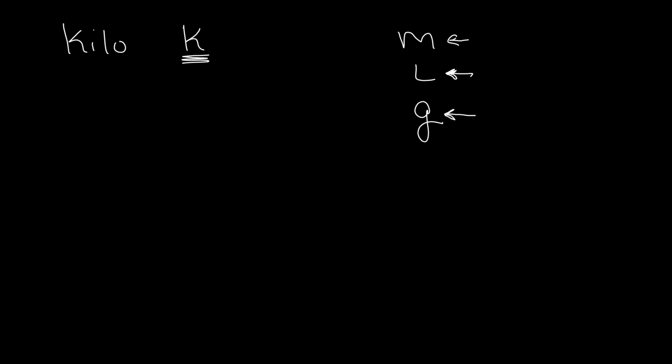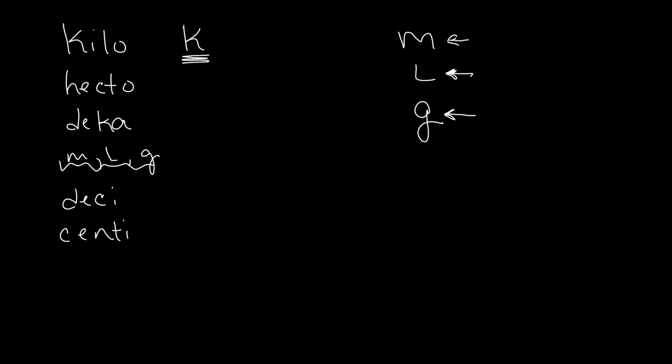And so what we do is we take these prefixes, which is kilo, hecto, deca, and then the unit, which would be right here, which would be meter, liter, or gram. And then we have deci, and then we have centi, and we have milli. Now, our abbreviations for those would be an H in front of the unit, a DK in front of the unit, and then here's our unit, and then we would have a D in front of the unit, a C in front of the unit, and an M in front of the unit.